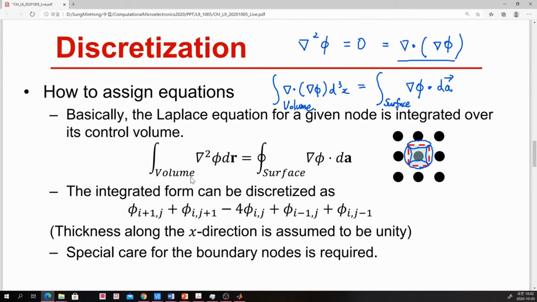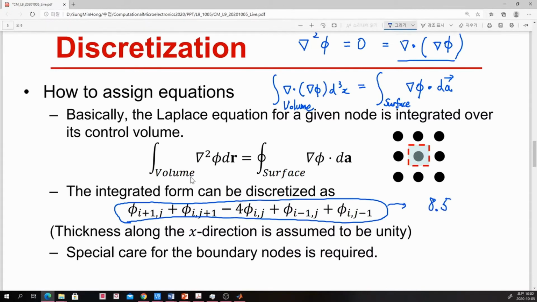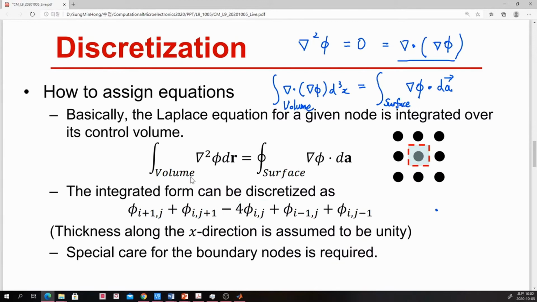So by using this decomposition into 4 different surfaces, now you can easily get this discretized form. If you are not familiar, or you cannot easily get this form on your own, then I recommend you watch our lecture 8.5, which is devoted to this lecture 9. So I hope that all of you can easily follow this problem or this result.